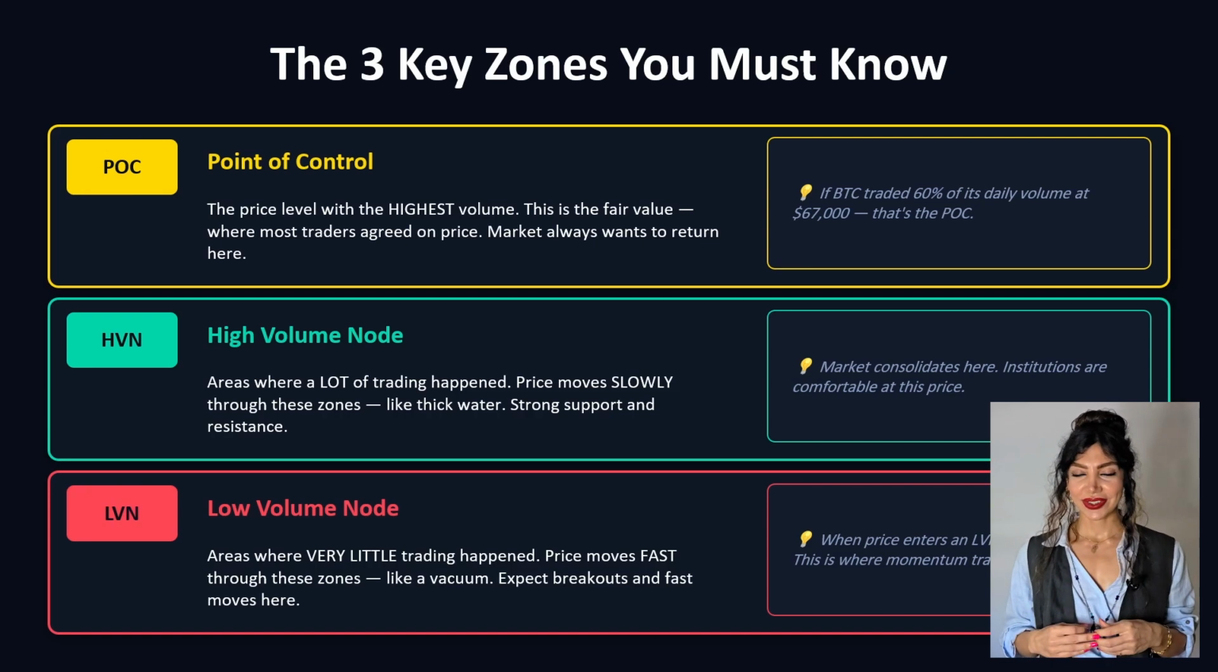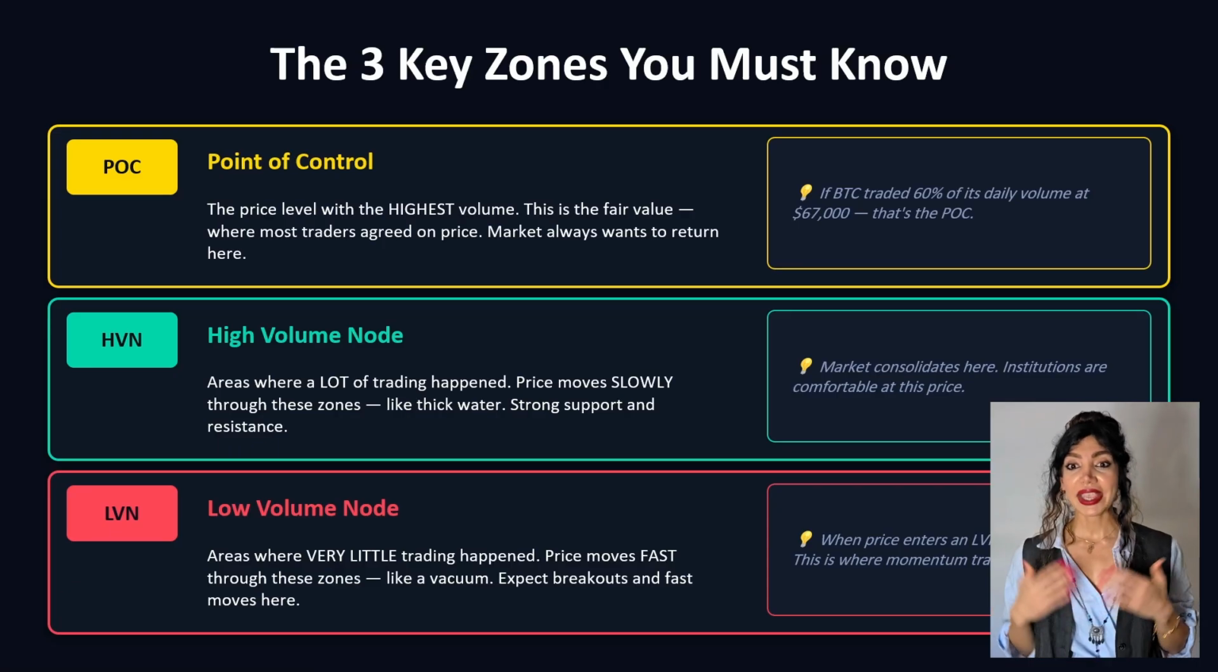This is the opposite, areas where almost no trading happened. These are the gaps in the volume profile, the thin, empty zones. When price enters an LVN, it accelerates like a vacuum. There are almost no orders to slow it down. This is where momentum trades live. This is where breakouts happen fast.